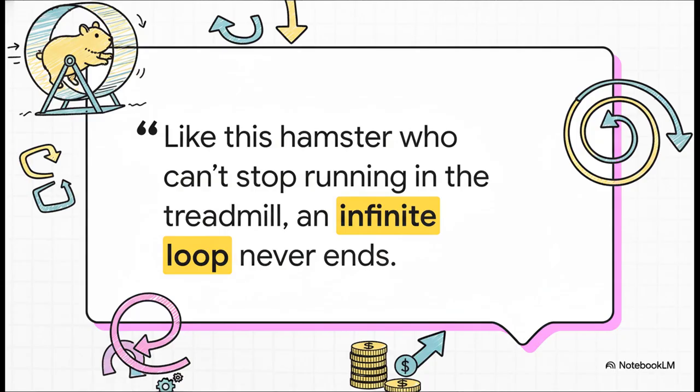This has to be my favorite analogy for the first major trap, the infinite loop. The source material just puts it perfectly. If your loop's condition never becomes false, your program gets stuck on a treadmill, running forever, and you literally have to pull the plug to shut it down.